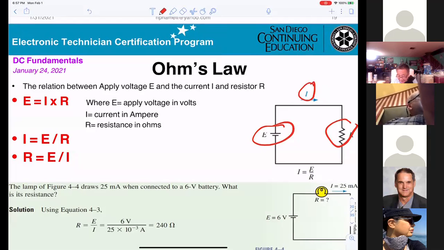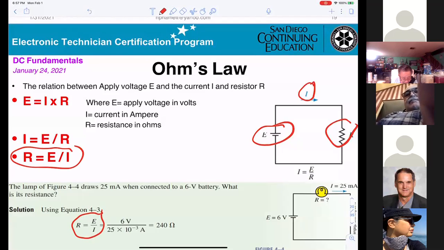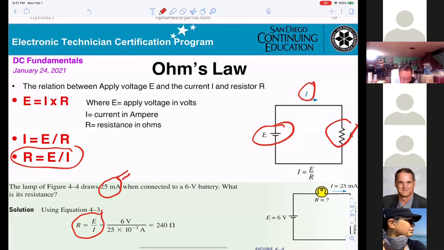For example, they said the lamp in this figure draw 25 milliamp when connected to a 6-volt battery. What is its resistance? Then you apply the Ohm law right here. R equal E divide I. Okay. V is 6 volts. I will be 25 milliamp. You must be using the amp. So that milliamp must be changed to the amp.